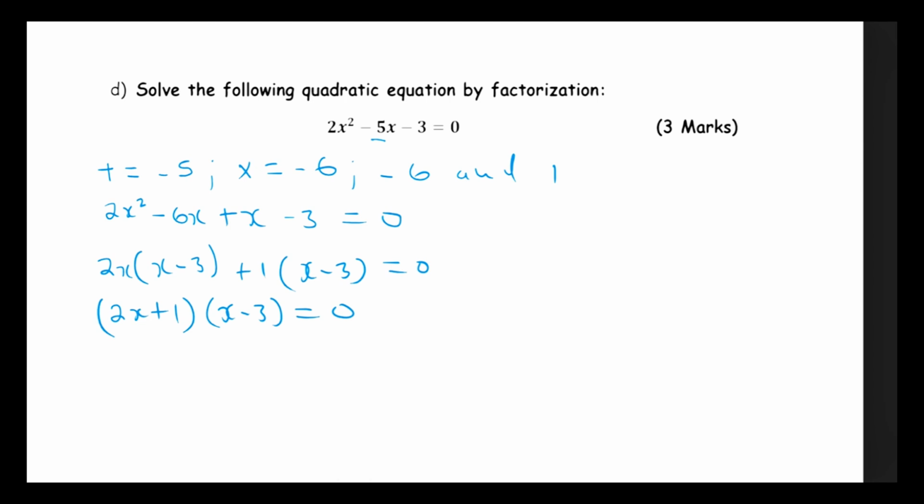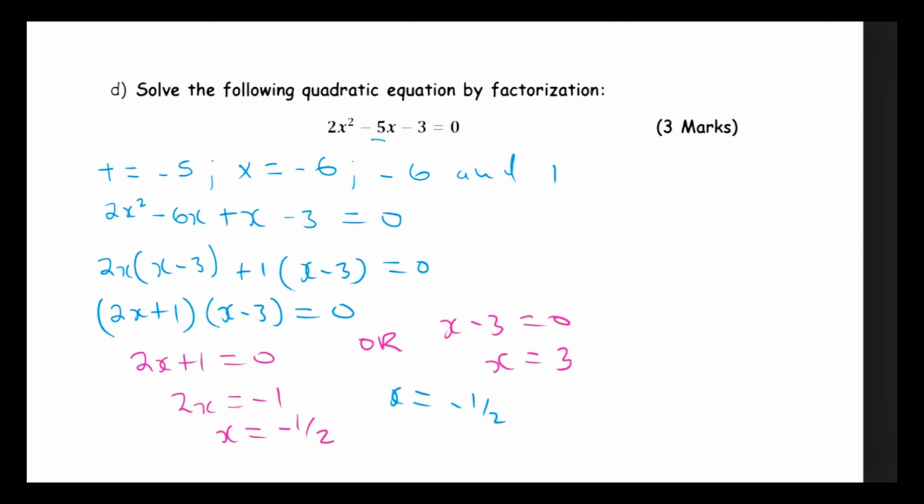So we have two possibilities. The product of these two numbers is 0. So it's either 2x plus 1 is equal to 0, so that 2x is equal to -1 and x is equal to -1 over 2, or x minus 3 is equal to 0, so that x is equal to 3. So those are the two values of x, that x is equal to -half or x is equal to +3.